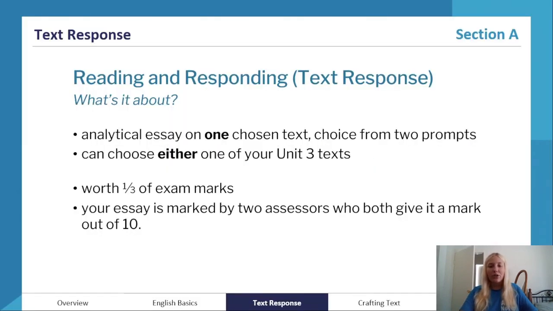All right, now we're going to look at text response. So remember, I said that this is your analytical essay. It's based on one chosen text, and you get the choice of two prompts on your exam, and you can choose one of those prompts. Each part of your exam is worth a third of your exam marks. They're all equal, and it's marked by two assessors that follow the same VCAA criteria that you have access to, and they look at that to give your essay a mark out of 10.